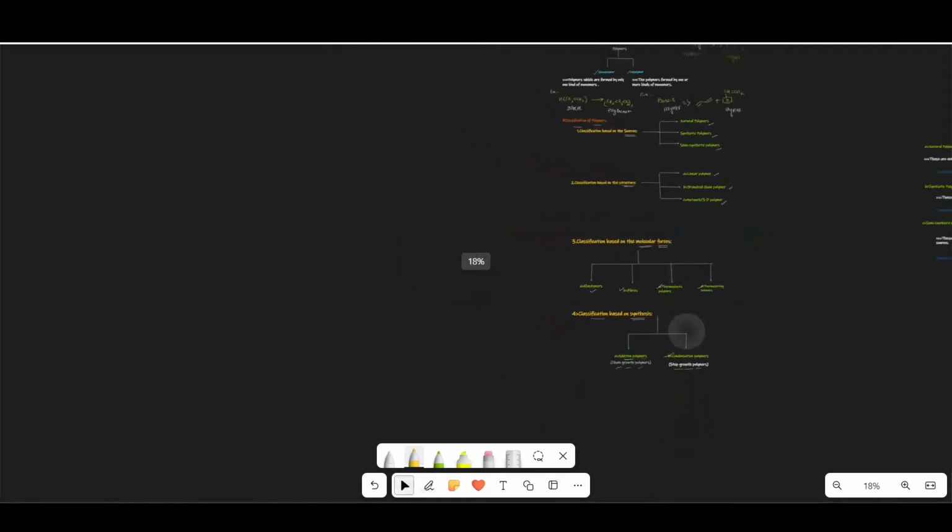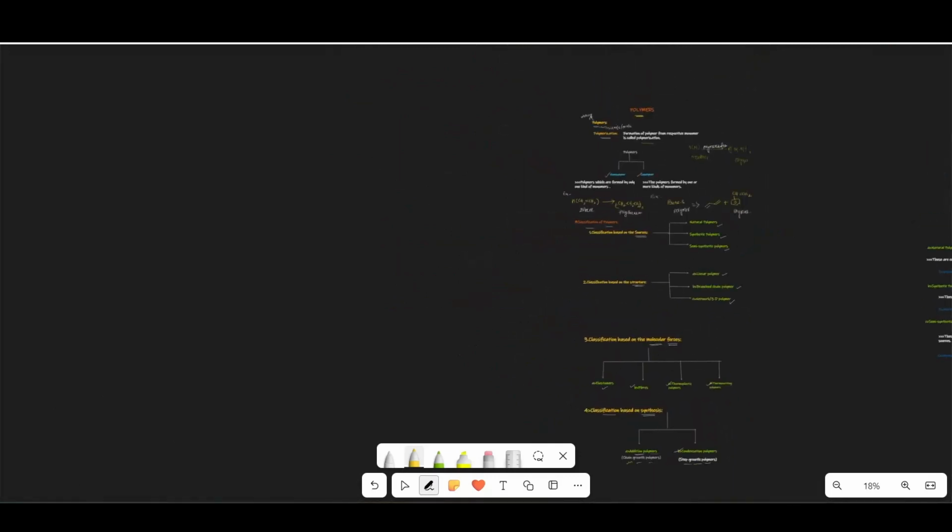So this will be part 1 of the polymers. In my next video I'll cover a few more. I'll discuss these types individually, and till then keep practicing organic chemistry.